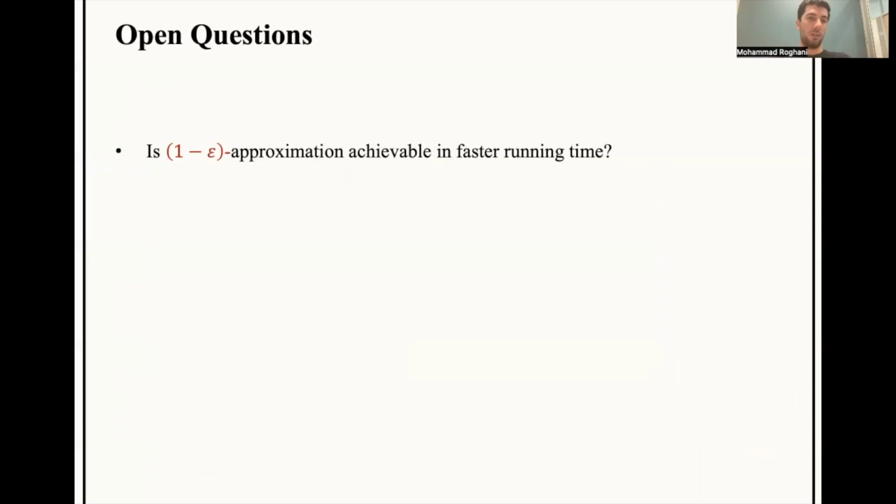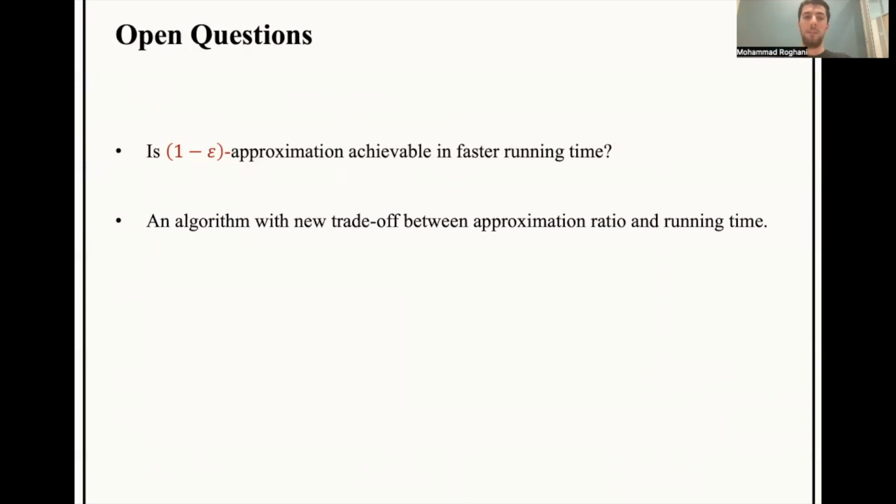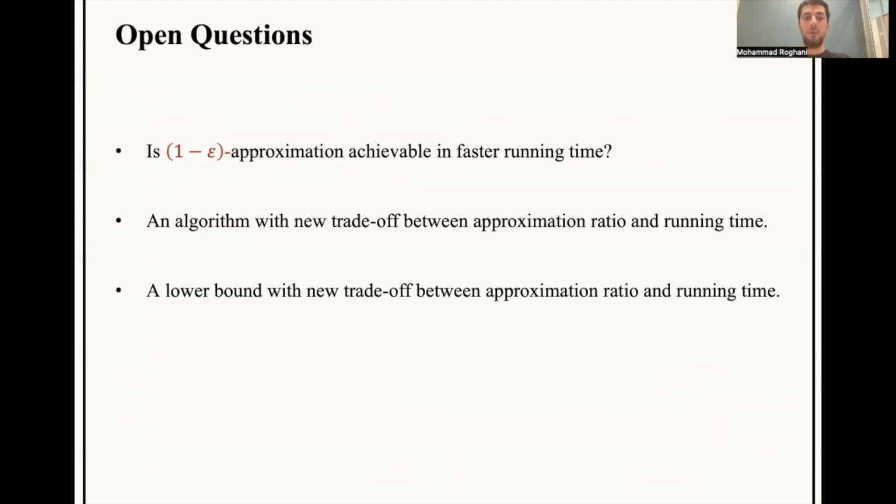So there are a couple of open questions. Is it possible to get a 1 minus epsilon approximation in a faster running time? With this recent paper of Behnezhad, Khanna, and Sanurak, this can be done in slightly better than n squared time, but is it possible to get this approximation guarantee in, say, n root n, for example, or maybe faster or slower? Also, any algorithm with a new trade-off between approximation ratio and running time is interesting. A lower bound with a new trade-off is also interesting, for example, ruling out that a 1 minus epsilon approximation is possible in n root n or n^{1.8}.